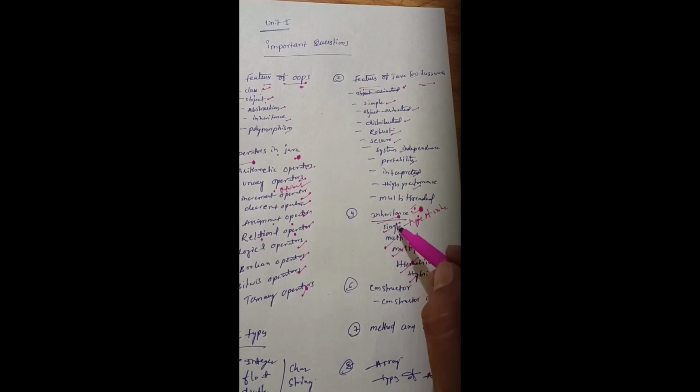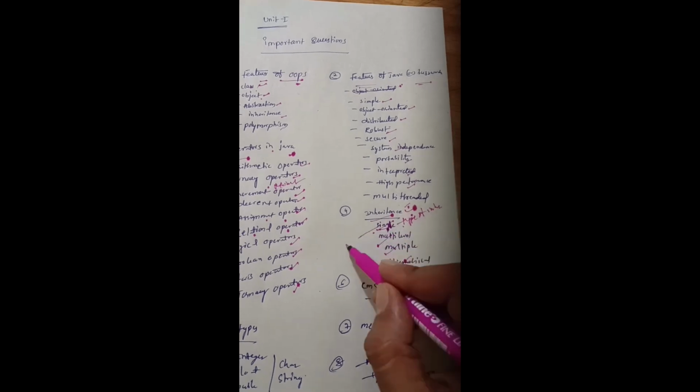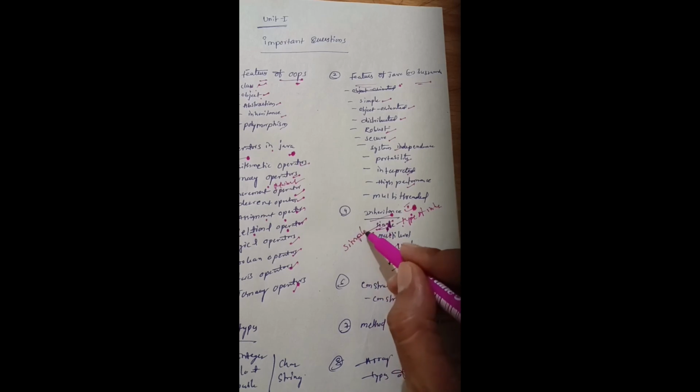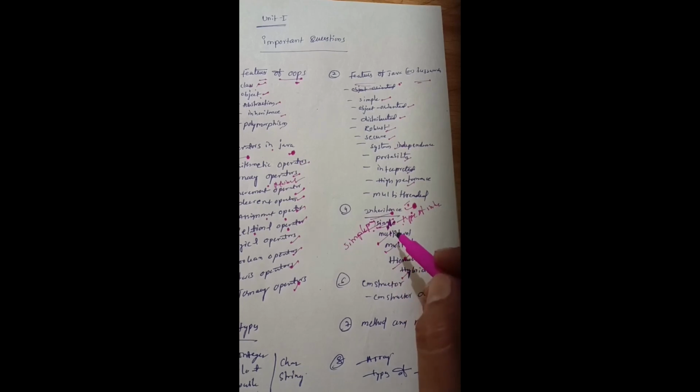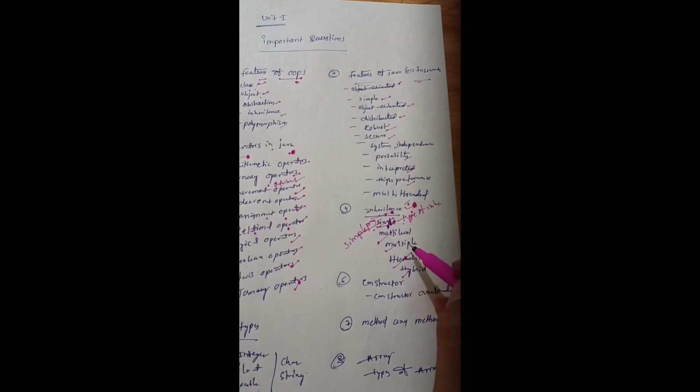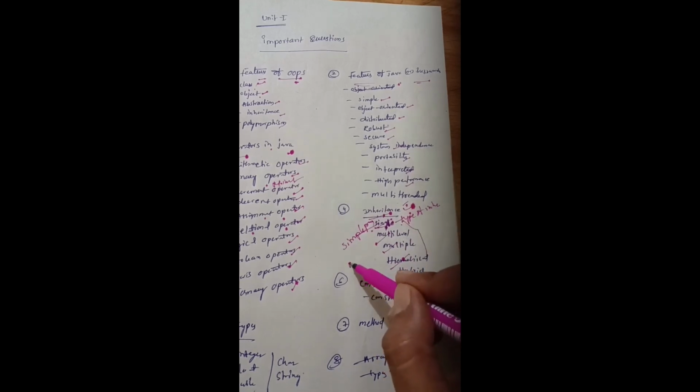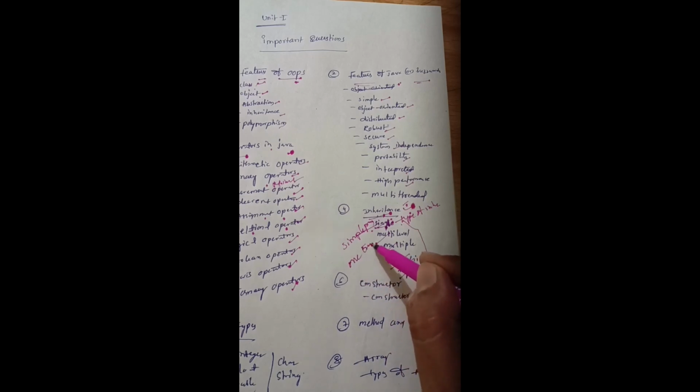If they ask individual single inheritance, you write the syntax and definition, and also give one simple program. If they ask what is inheritance, explain it: write the inheritance definition and the types of inheritance individually. Give one example program for all. This is called inheritance.